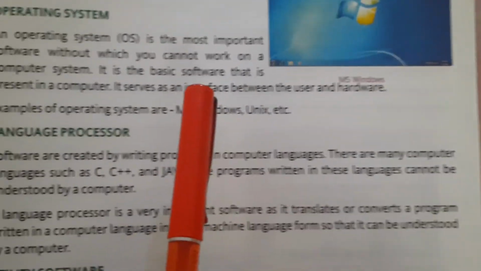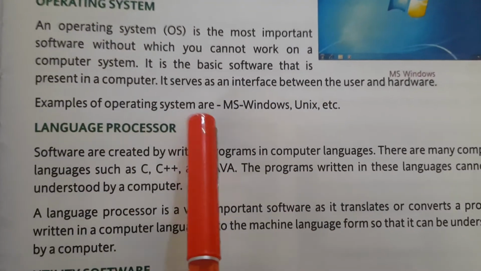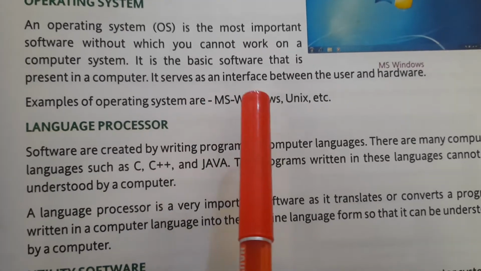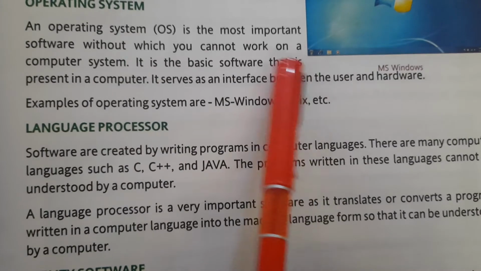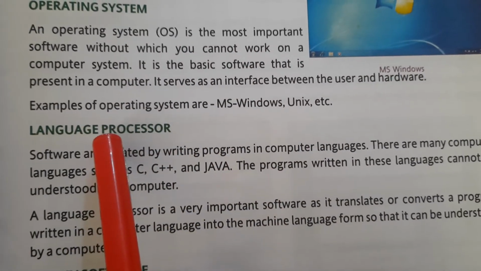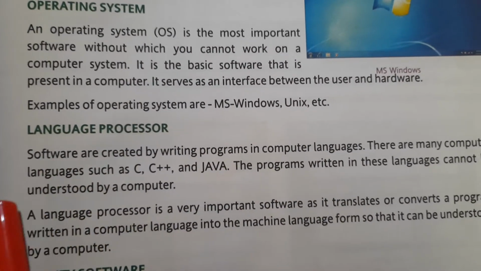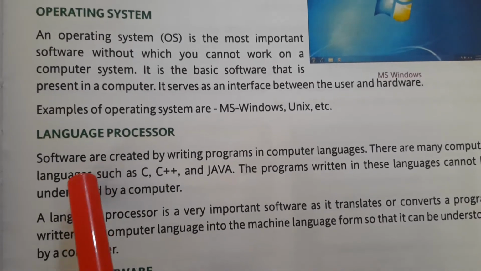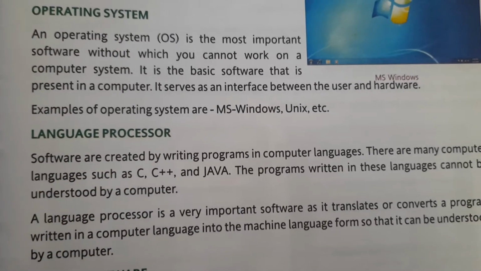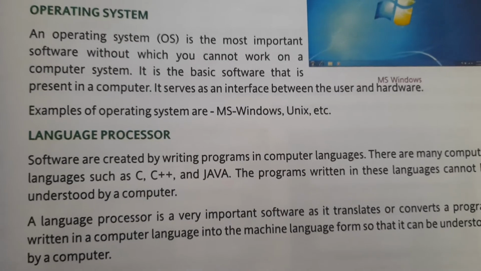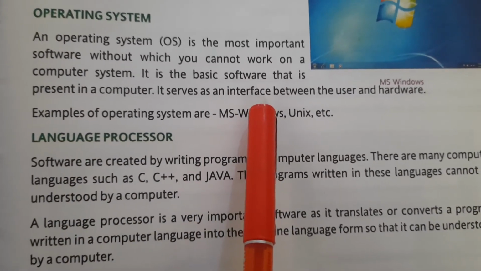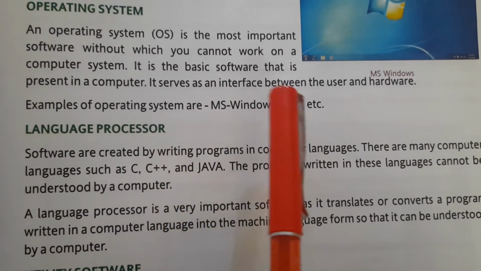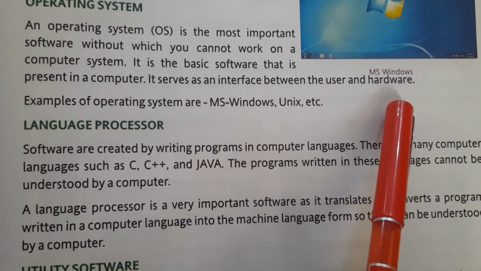It is the basic software that is present in a computer. It serves as an interface between the user and the hardware. It has to be there in a computer system. Rest of the other software can be adjusted or compromised, but this particular software has to be there in the computer system.